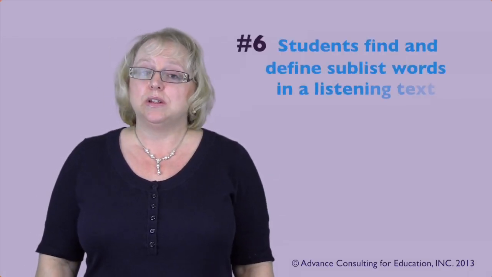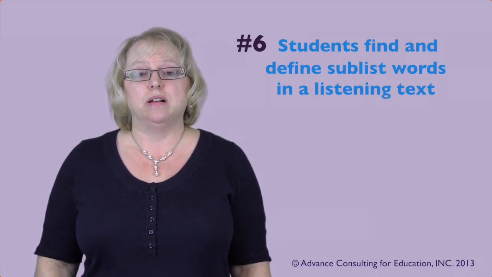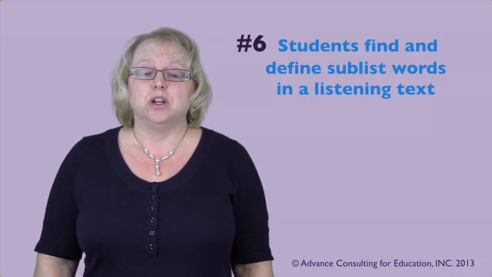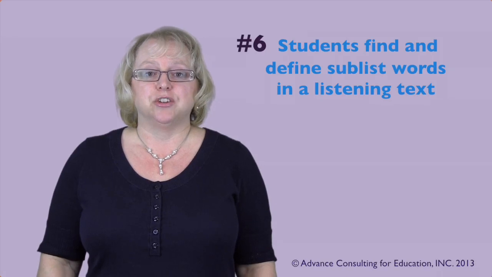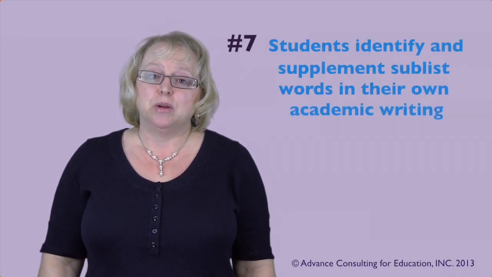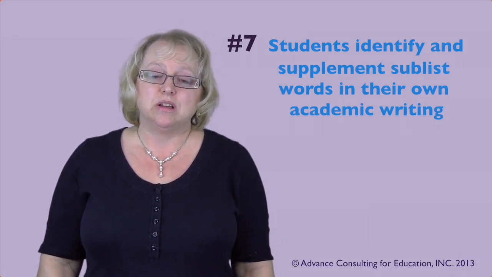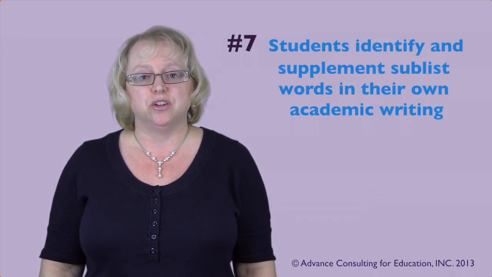Number 6, students will listen to a lecture and identify the words from one of the sublists of the AWL. They will define each word based on the information from the lecture. Number 7, students will read a piece of academic writing that they have completed and underline the words from the AWL sublist that has been provided by the teacher.